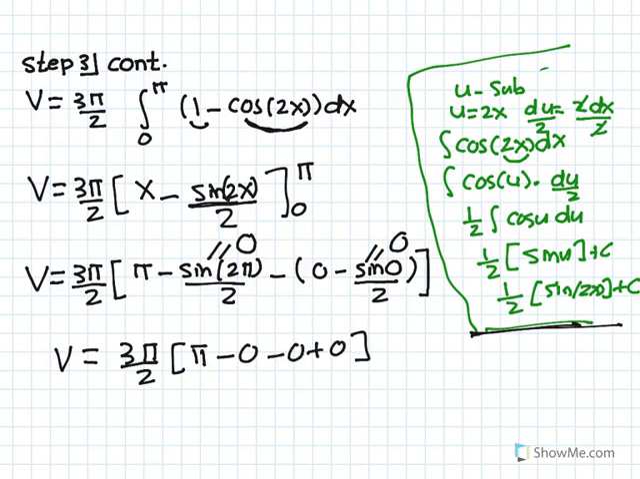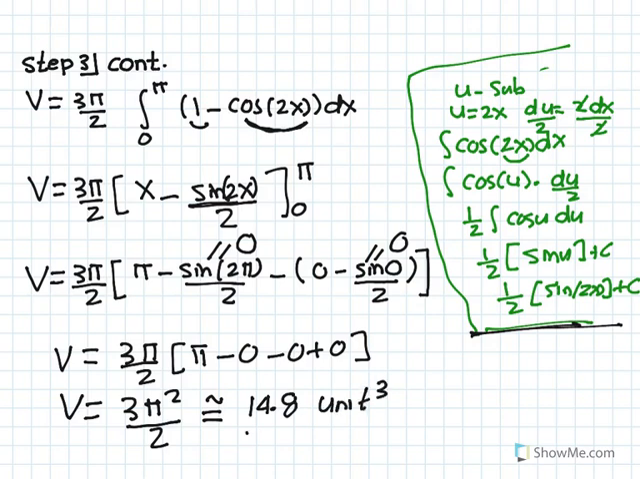Well, that's just all zeros. So volume is going to be 3 pi squared divided by 2. If we decimalize this, we'll get approximately 14.8 units cubed as the volume of revolution.